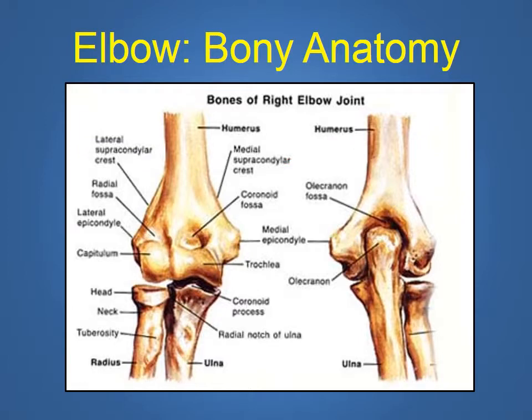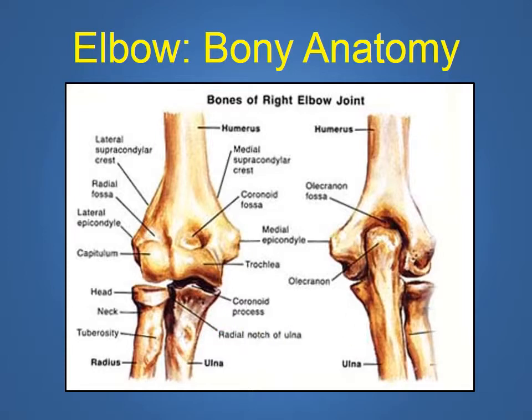The forearm is composed of two bones, the radius and the ulna. The bone on the outside part of the forearm is called the radius. The blue arrows point to the radius. The bone on the inside part of the forearm is called the ulna. The green arrows point to the ulna.